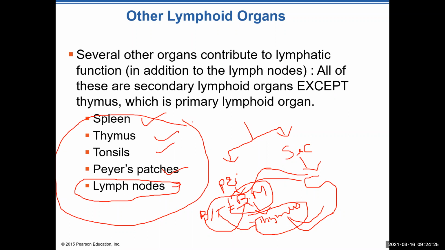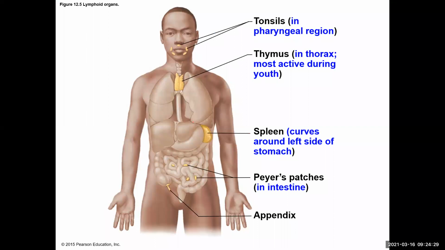Did we all understand this? Is it clear what the difference between the two is? So look at this. This is the tonsils. Then we have the thymus in the mediastinum. This is the spleen, which is also a secondary lymphoid organ. We have Peyer's patches, which are present within the small intestines, protecting our gut from microorganisms.